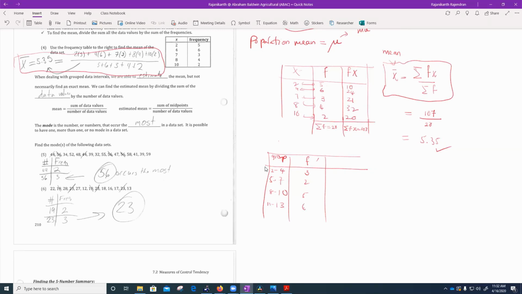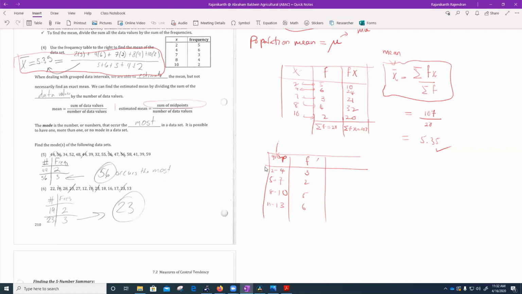Now look at the first column. I don't know the exact data values; I only know the range. In this case, I cannot find the exact value. Instead, we estimate. So how do you estimate? This guide says, what do you want to do? If you want to estimate, you have to find what?